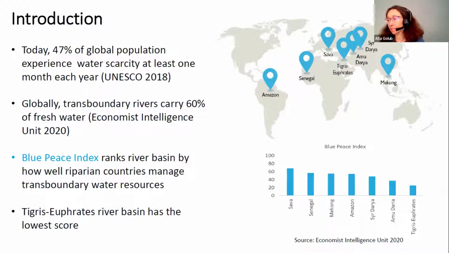The index examines 30 countries across 7 selected transboundary river basins using various qualitative and quantitative indicators. These river basins are shown on this map, and of the 7 river systems ranked by how well countries manage transboundary water resources, the Tigris Euphrates River Basin has the lowest score.